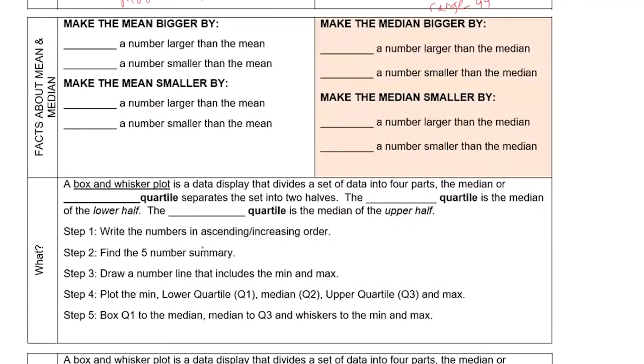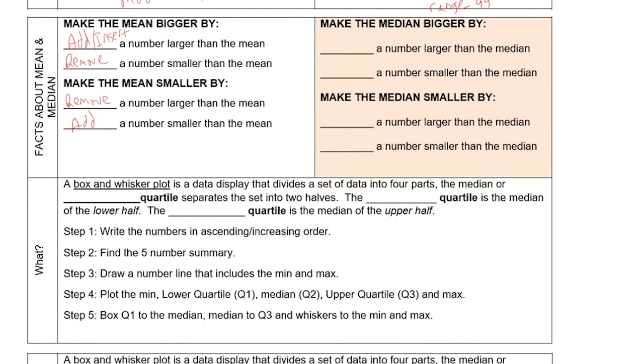All right, let's take a look at how we can influence the mean and the median. There are two things that we can do. We can either make the mean bigger or we can make the mean smaller. There are two ways to make the mean bigger. First is you add or insert a number larger than the current mean, or you remove a number smaller than the mean. Both of those will make the mean bigger. How do you make the mean smaller? Well, you remove a number larger than the mean, or you add a number smaller than the mean.